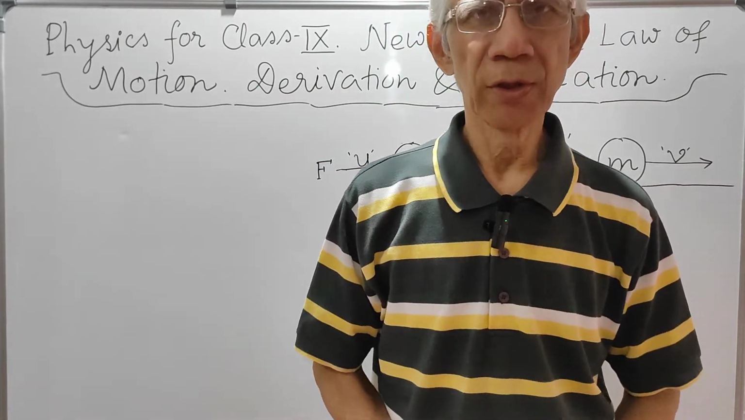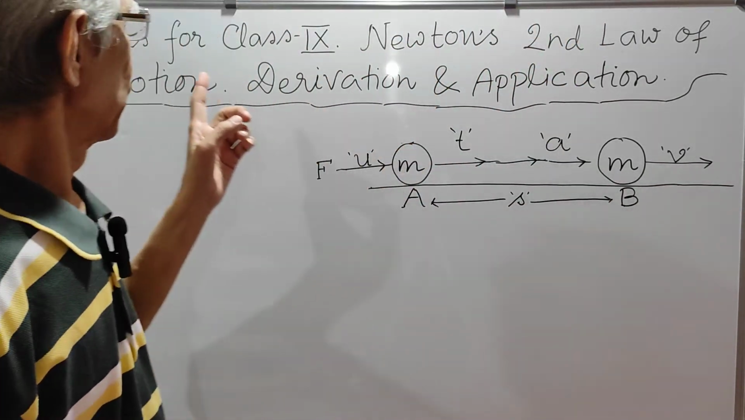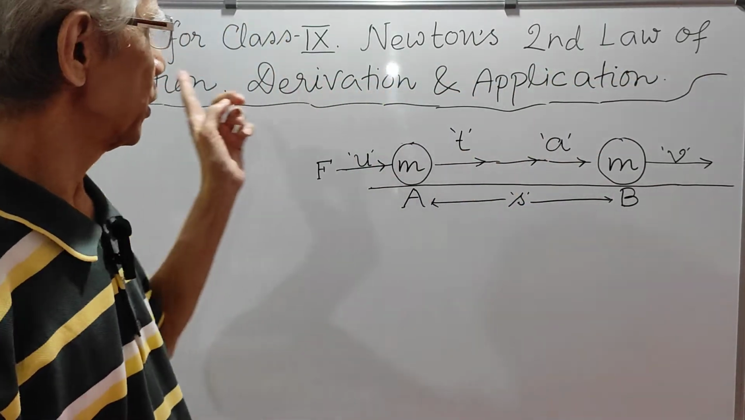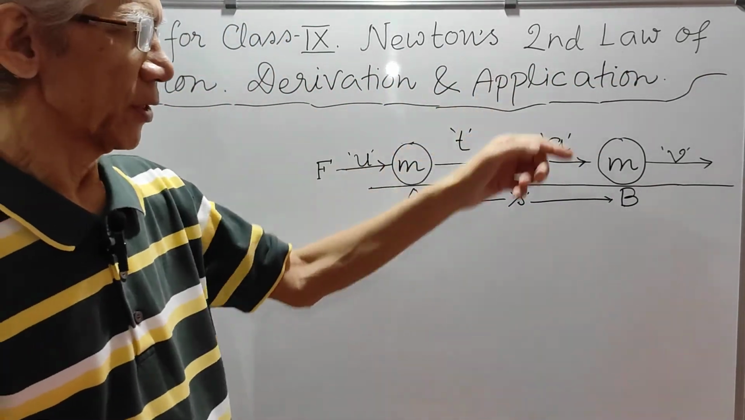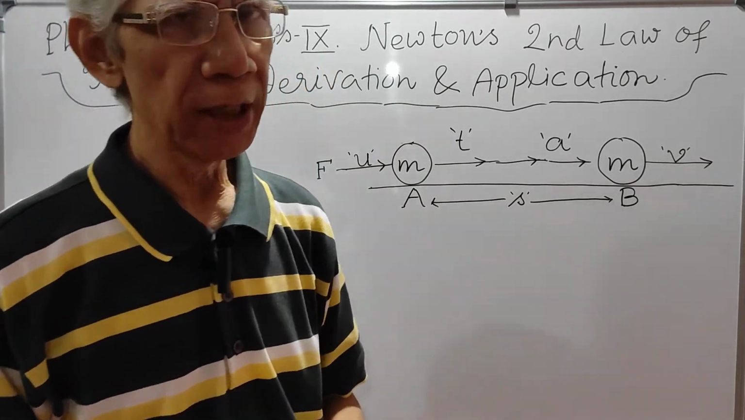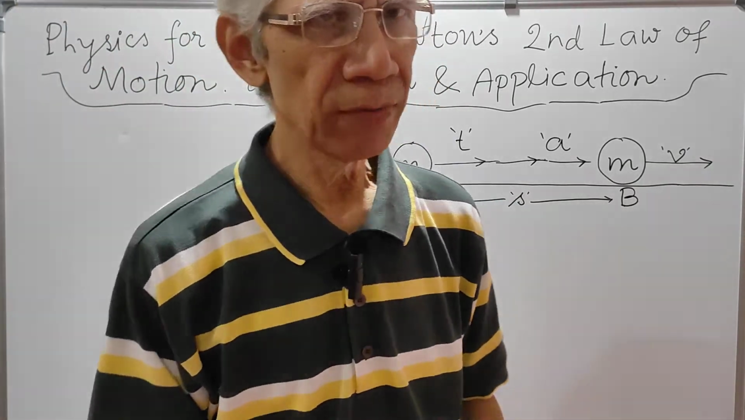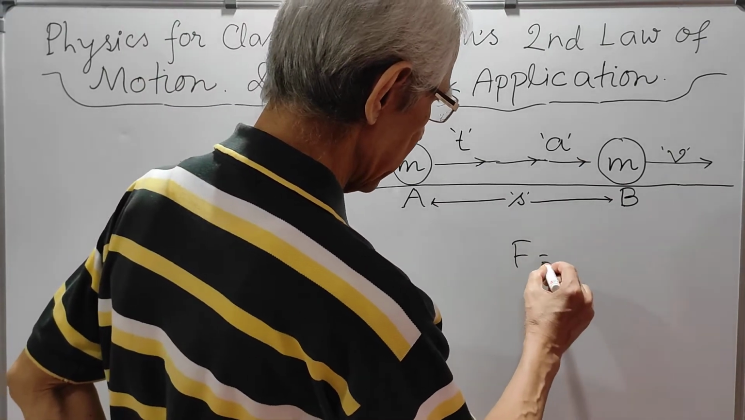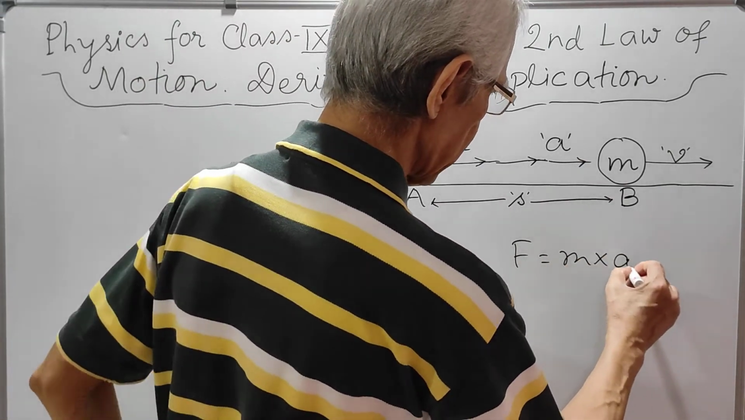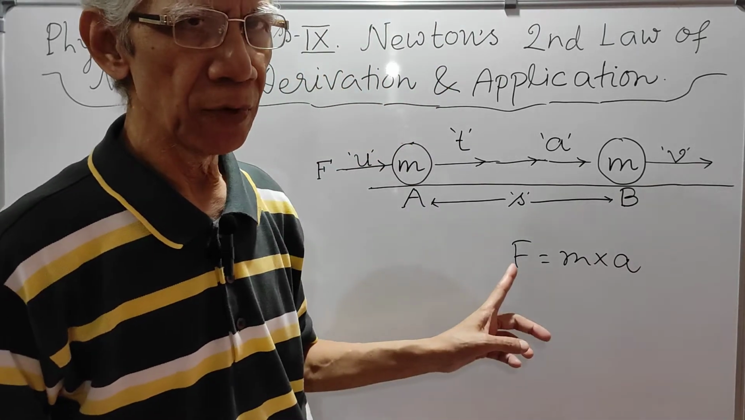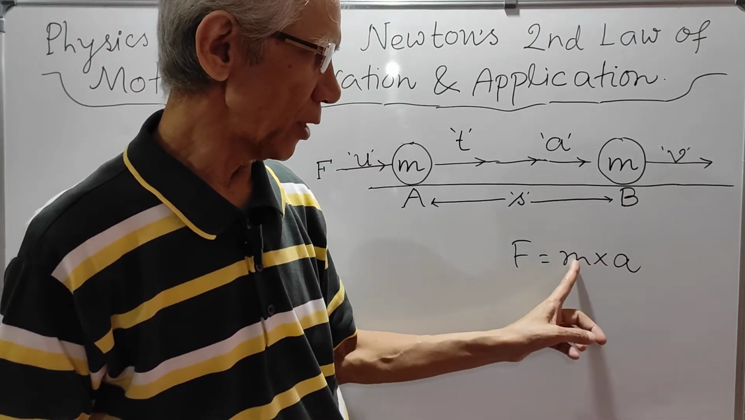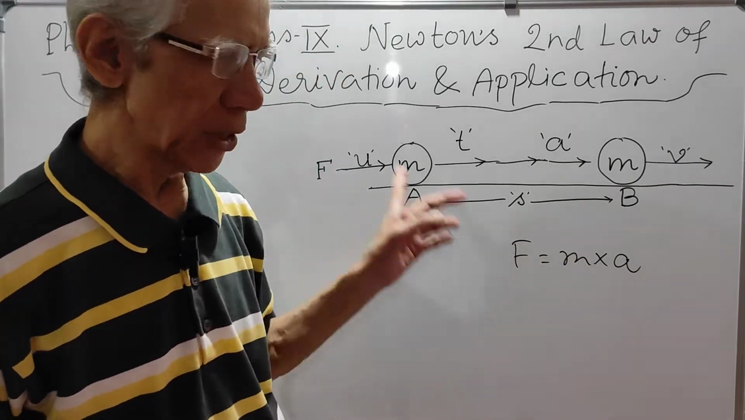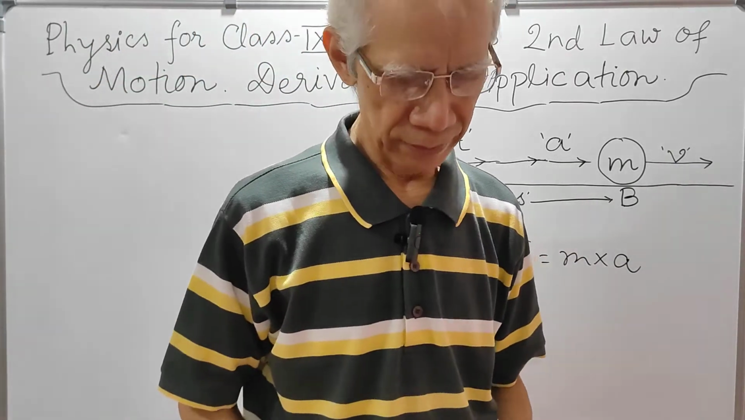My dear students, today I am going to discuss physics for class 9, Newton's second law of motion, derivation and application. Now we have to derive the mathematical expression of Newton's second law, which is F equal to ma. That means force is equal to the product of mass and acceleration of a body. So this is the formula we are going to derive.